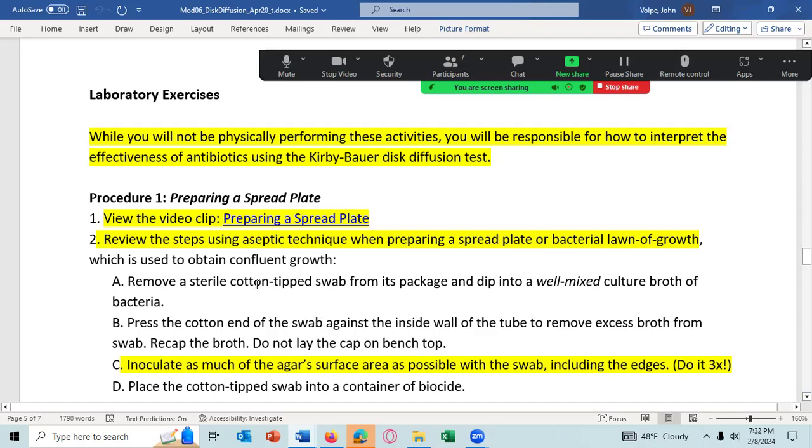We have a little video clip for you to watch on preparing a spread plate. And here's the steps for preparing a spread plate.